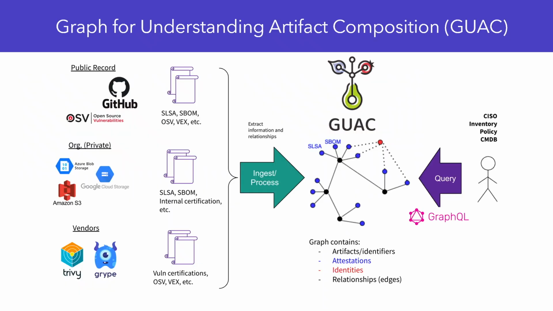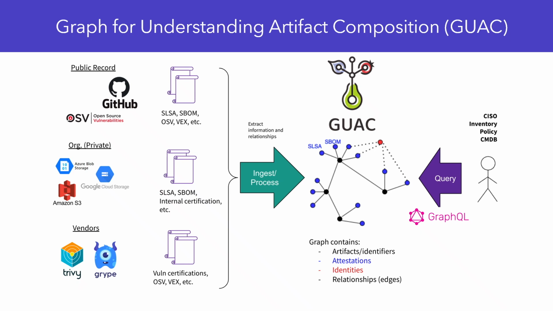decisions. Graph for Understanding Artifact Composition, Guac, is an open source project that gives users organized and actionable insights into their software supply chain security positions. Guac ingests software security metadata, like SBOMs, and maps out relationships between software so that users can fully understand and take action on their software security position.